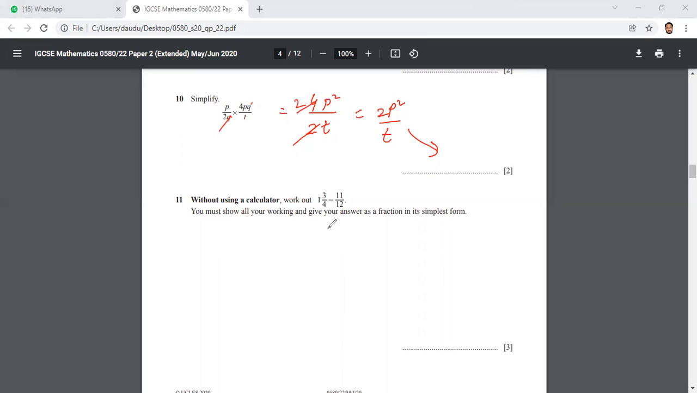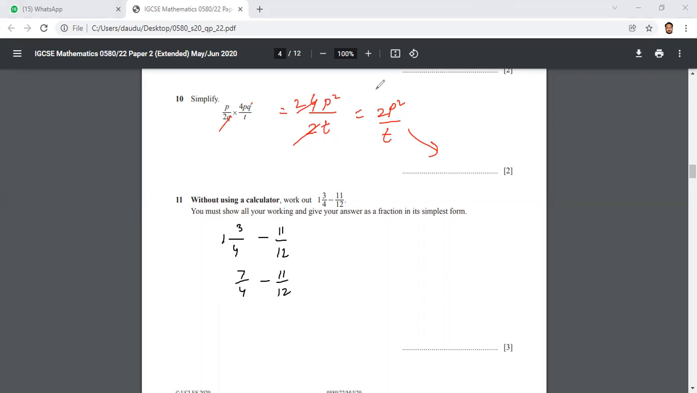Next question is about simplifying without using a calculator. So we have 1 and 3 over 4, it's a mixed number, minus 11 over 12. We can change the mixed number into fraction form: 4 times 1 is 4, and then plus 3 is 7. So 7 divided by 4 minus 11 over 12.